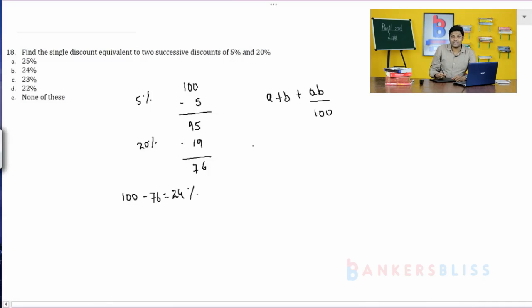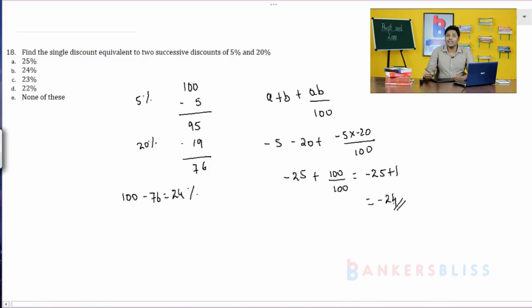A means 5%, you are giving a discount, means minus 5, B minus 20, next plus of minus 5 into minus 20 divided by 100. So, minus 5 minus 20 minus 25 plus minus 5 into minus 20 plus 100 by 100. So, you are going to end up with minus 25 plus 1, which is equal to minus 24. So, the minus indicates loss, it is reducing. So, 24% loss, that is option B is the right answer.